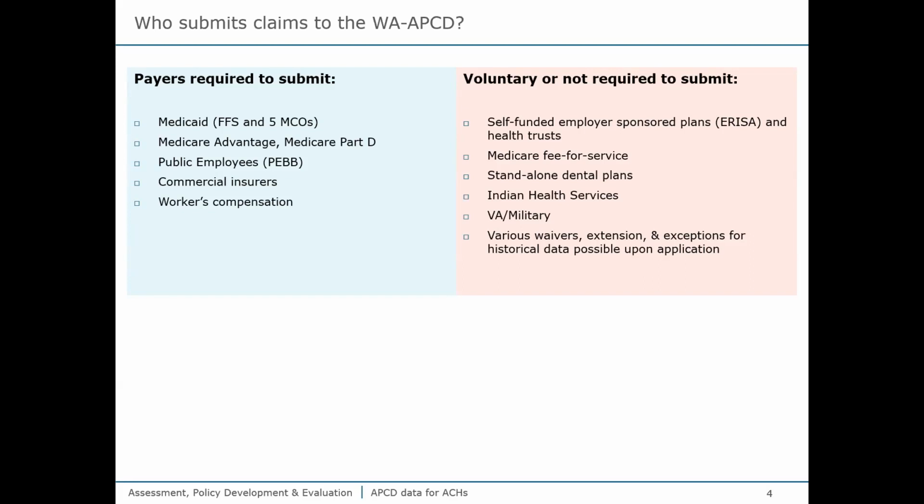Medicare fee-for-service federally also can choose, but luckily they have been agreeing to submit. Standalone dental plans like Delta Dental can also voluntarily choose whether or not to submit. Luckily, Delta Dental has been. Indian Health Services, another critical source of information, is not submitting information to the all-payer claims database as far as I know. And Veterans Affairs and military claims are not being submitted. And then there's a variety of ways for health insurance companies to get waivers, extensions, exceptions, and things like that.